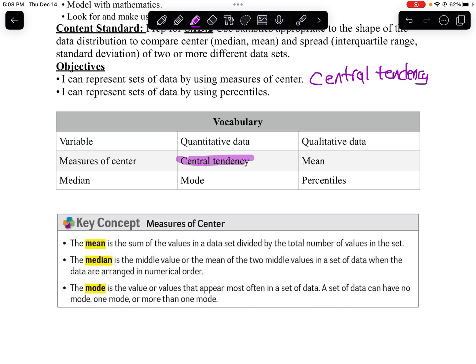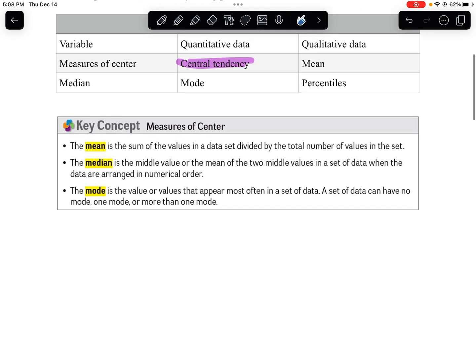Variable we should know by now, an unknown. We're going to talk about quantitative data and qualitative data, and then mean, median, and mode, which you've done before. But we're going to take it a little bit further this chapter, so we're going to use that as a reminder of what we're going to start with and go from there.